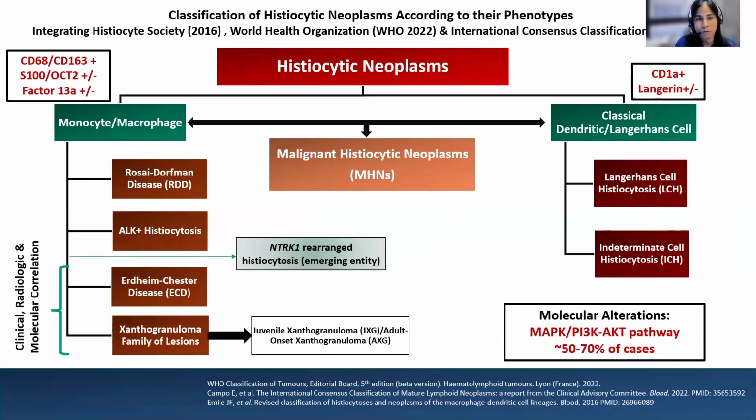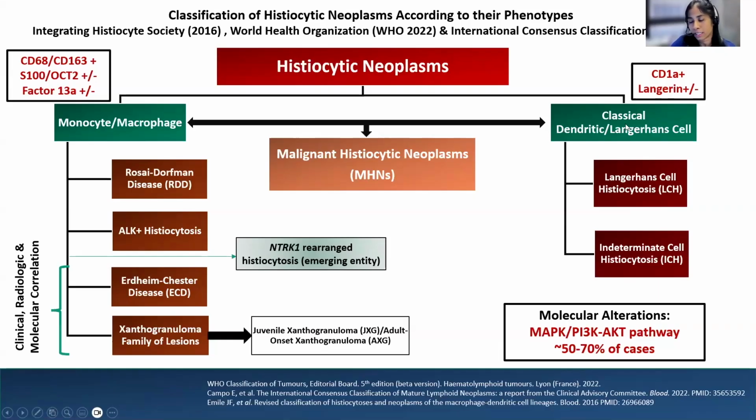So in terms of integrating the 3 different classifications that exist, we can divide this broadly based on the immunophenotypes. The monocyte macrophage phenotypes include these categories here based on the expression of immunostains, including CD68, CD163, with or without the presence of S100, OCT2, and factor 13A. Whereas the classical dendritic and Langerhans cells, I call this classical because the plasmacytoid dendritic cells and follicular dendritic cells are not part of the histiocytic neoplasm category.